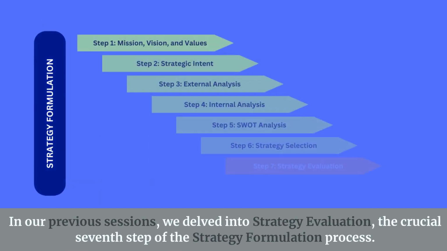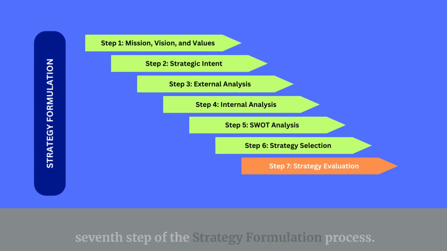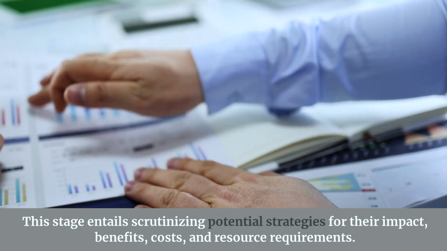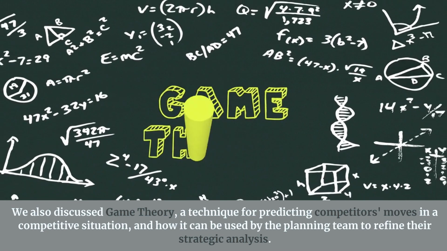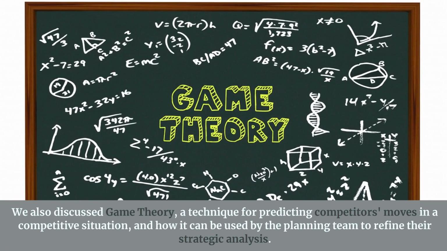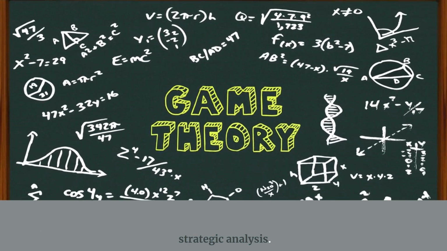In our previous sessions, we delved into strategy evaluation, the crucial seventh step of the strategy formulation process. This stage entails scrutinizing potential strategies for their impact, benefits, costs, and resource requirements. We also discussed game theory, a technique for predicting competitors' moves in a competitive situation, and how it can be used by the planning team to refine their strategic analysis.